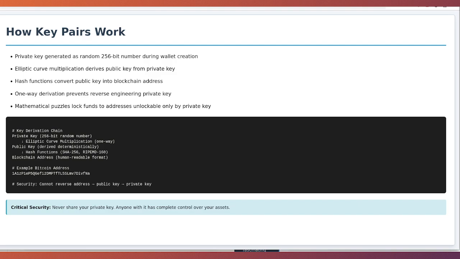When someone sends you cryptocurrency, they're essentially creating a mathematical puzzle that can only be solved by someone who possesses the private key corresponding to the destination address. The transaction is broadcast to the network, included in a block, and added to the blockchain, but the funds can only be moved again by someone with the private key. This system eliminates the need for trusted intermediaries like banks because the math itself enforces ownership and authenticity.